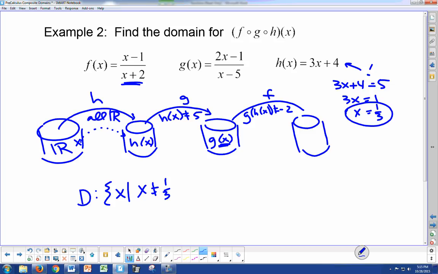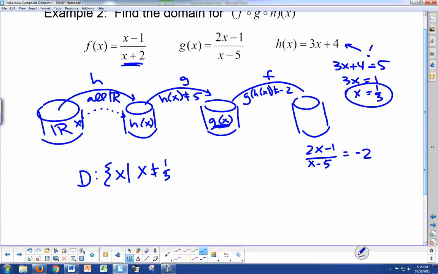So let's see here. First of all, we want to find out, is there any way that the g of x function could produce the number negative 2? Let's give it a try. (2x minus 1) over (x minus 5) equals negative 2. Let me just back that up a little bit here, just so that it looks pretty. Negative 2 times (x minus 5), so 2x minus 1 is equal to negative 2x plus 10. So 4x is 11, x equals 11/4.